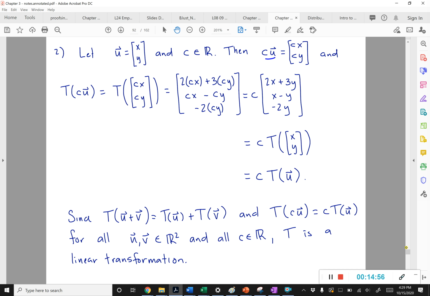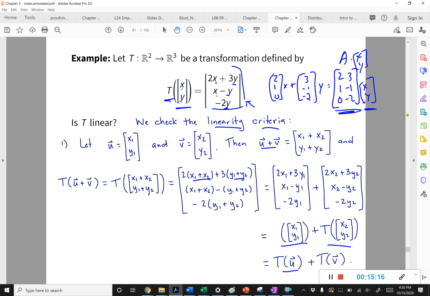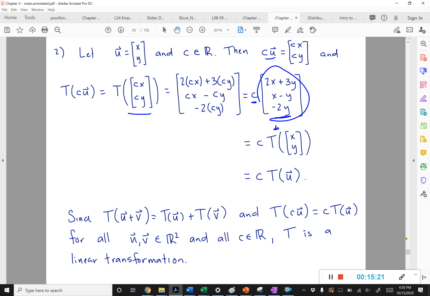Then C times u is just (Cx, Cy). It's that matrix. And then apply the transformation. So everywhere there was an x and a y, you plug in Cx and Cy. And you can factor out the C, but then what you're left with is just the transformation of (x, y). That's exactly what we started with back here. And so you get C times T of (x, y), and that's C times the transformation of u. So the transformation of Cu is the same as C times the transformation of u, so it must be linear.